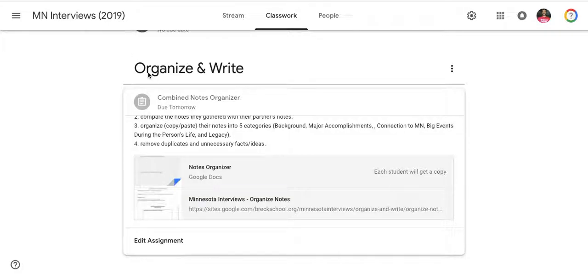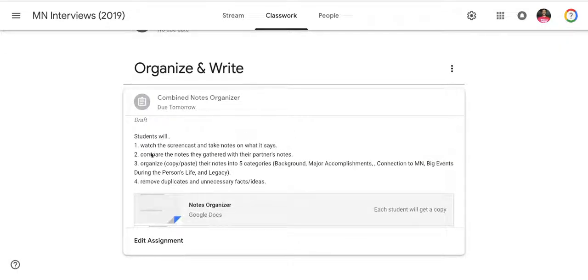from, but you're going to find Organize and Write. And under Organize and Write, you have the Combined Notes Organizer. That is this document right here. So this walks you through the process. Right now you're watching the screencast.